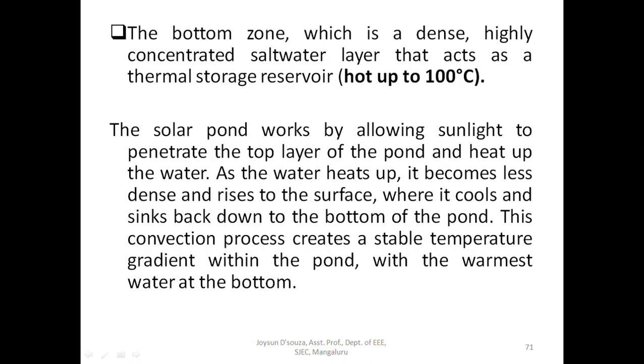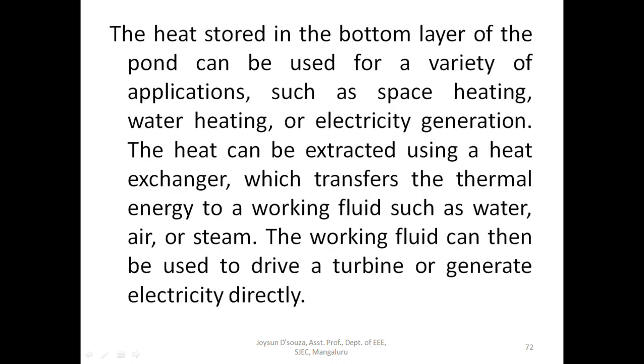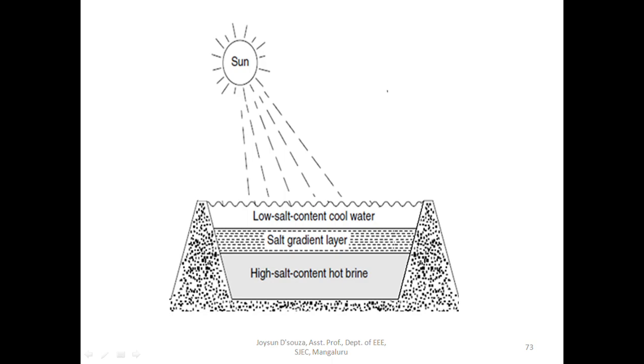Okay, so this actually happens because the concentration of salt increases as the layers go from top to gradient to bottom. That's because salt water has a capacity of storing the heat that is absorbed by the sun's rays. In this particular figure, as you can see, this is nothing but the top zone, this is the gradient zone, and this is the high salt content hot brine, or nothing but the bottom zone.